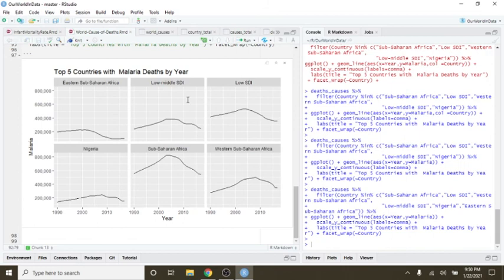Okay. So now you can see that we can compare malaria deaths, the countries with the most deaths from malaria. There's other things you can, of course, do. We could put the color back in if we wanted to. But anyway, we got quite a bit done this evening.